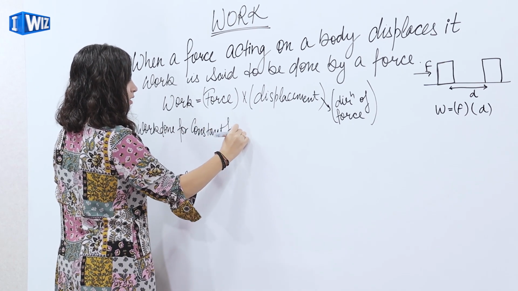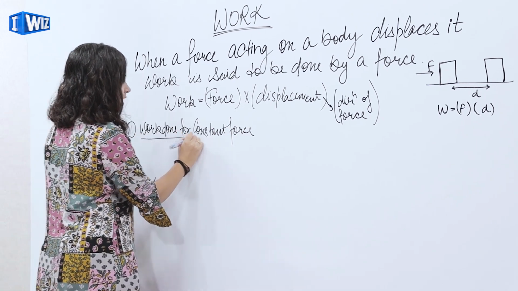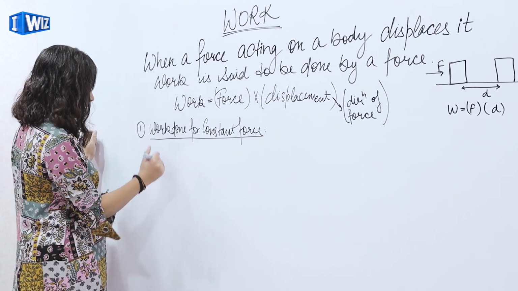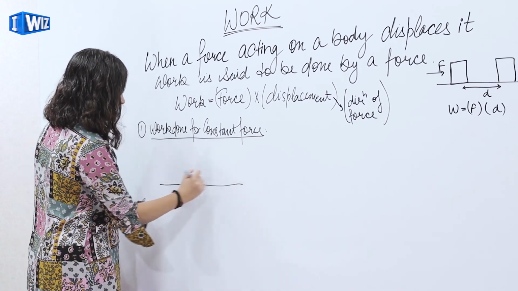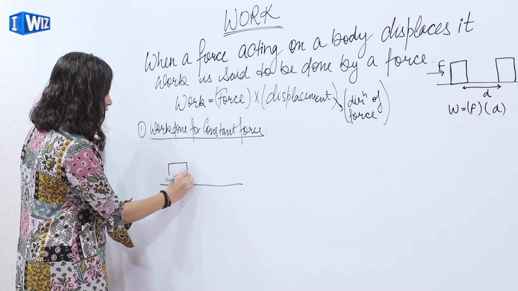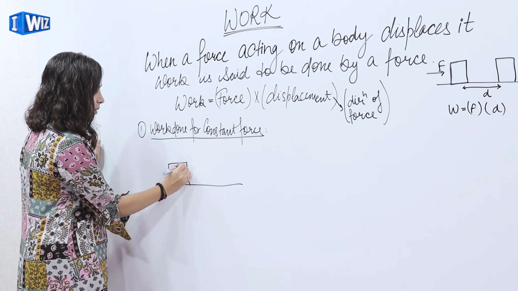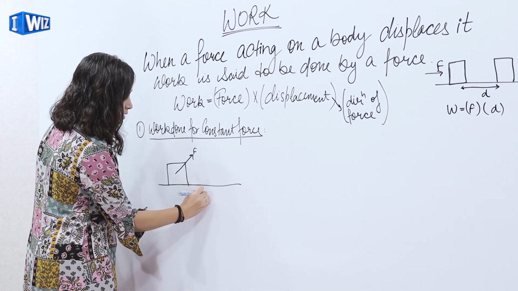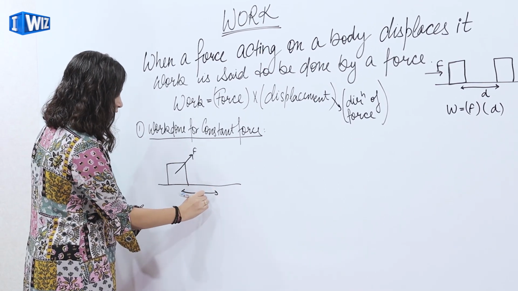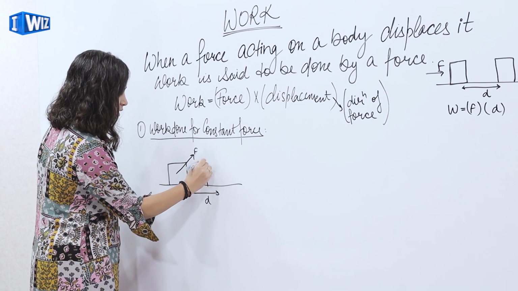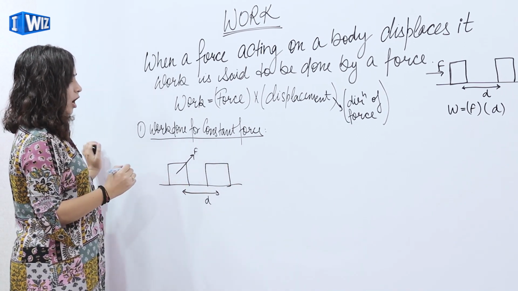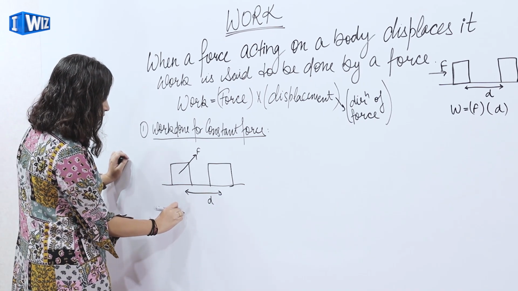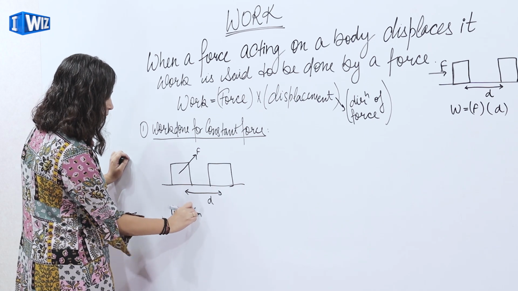Work done for constant force. That means the force acting on the object is constant, that is not changing. Example, again consider a box. I applied a force in this direction. Displacement happened in this direction, say displacement d. Now what will be the work done here? From the formula we know work done is equal to force into displacement.